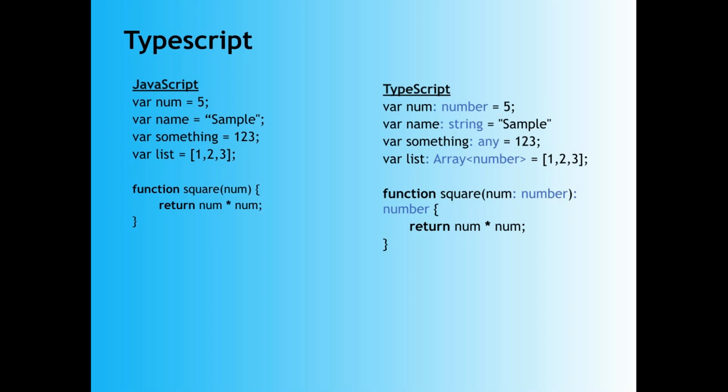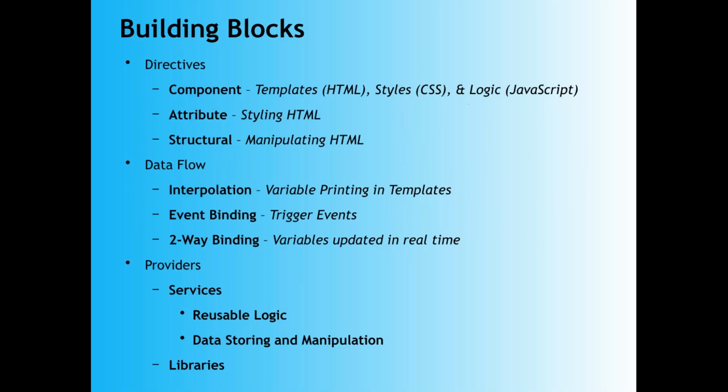Okay, and here, what are the building blocks of Angular? We have directives with components, attributes, and structural ones, and data flow such as interpolation, event binding, and two-way binding, and there are some features. We'll be using services with reusable logic, data storing and manipulation, and libraries. We'll be using all those building blocks whenever we implement in Angular. So this is how it will be.